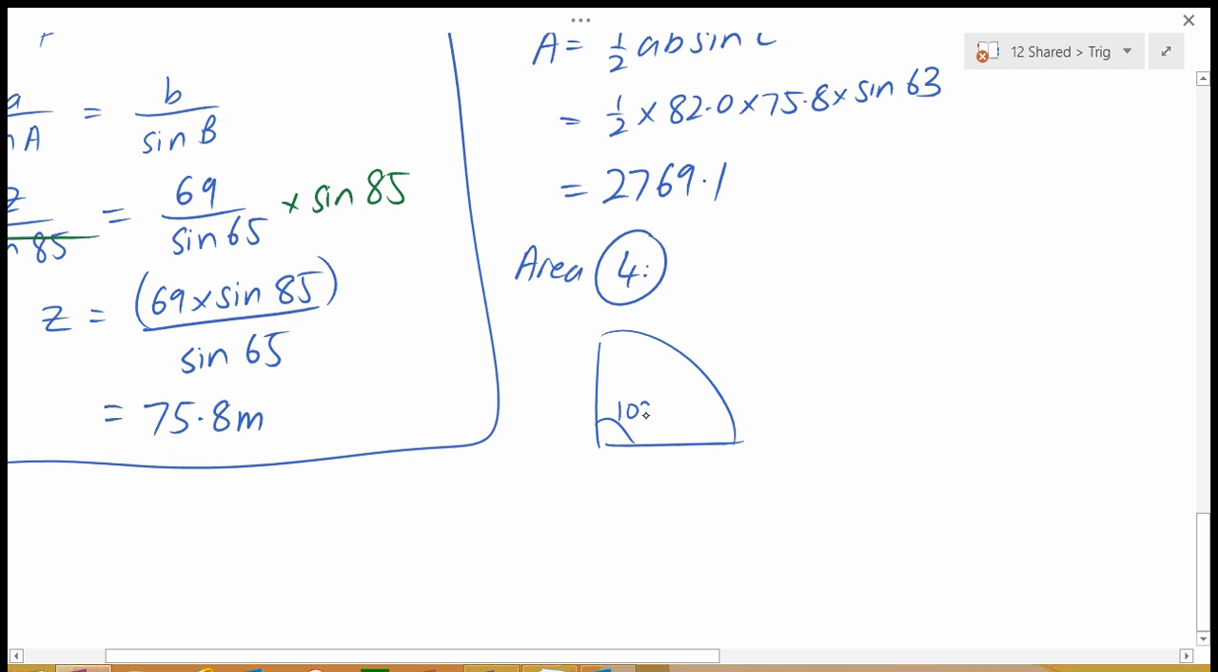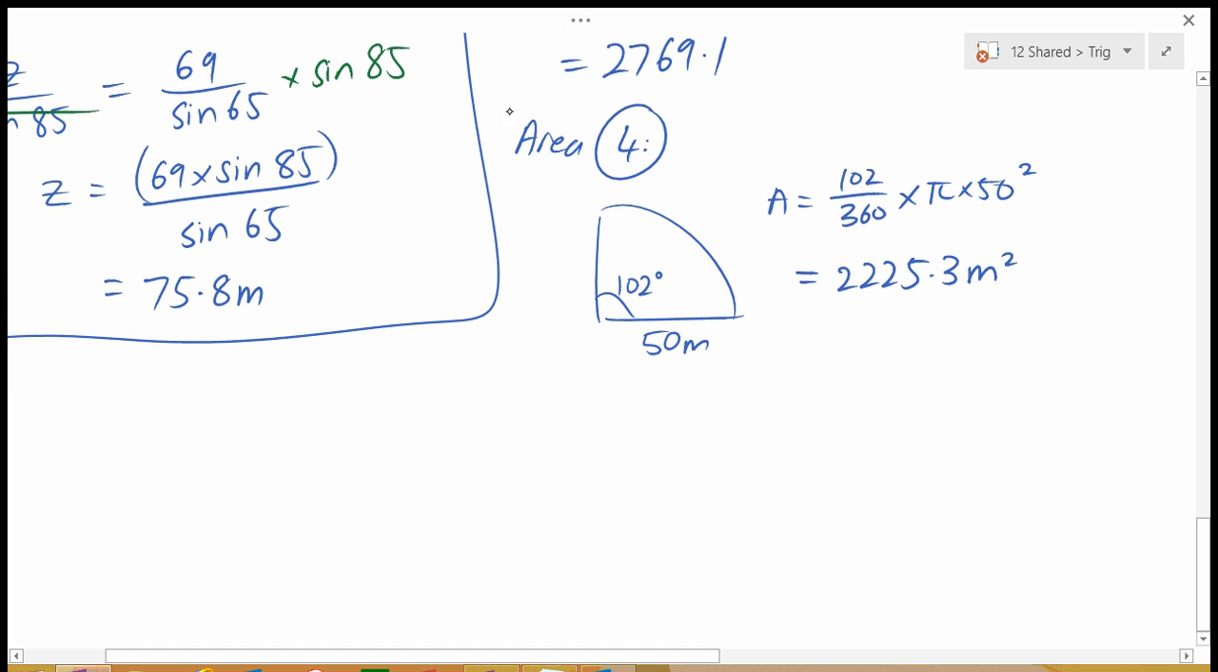We've got 102 degrees, and we're told that the length is 50, and so the area of that is going to be 102 over 360 times pi times 50 squared, by the way. That comes out to be 2225.3 meters squared. So that's area 4.